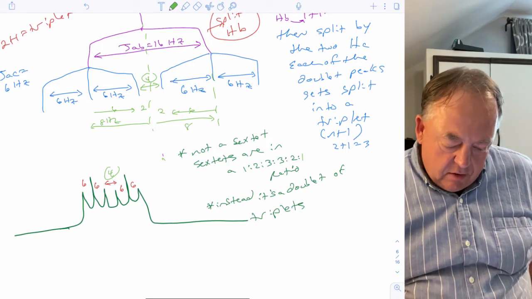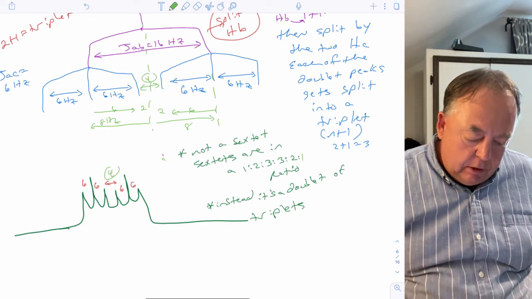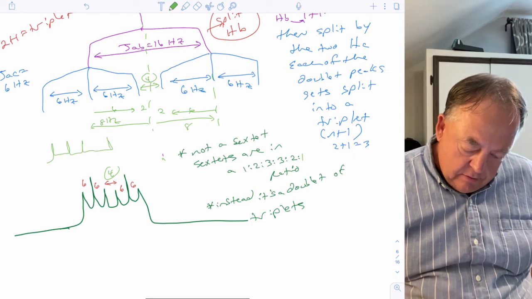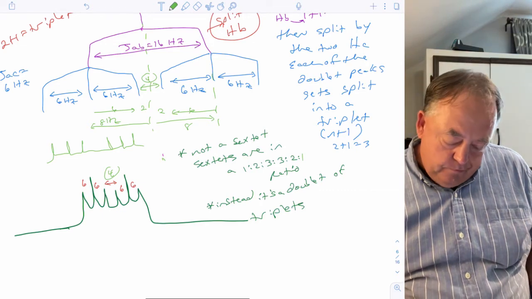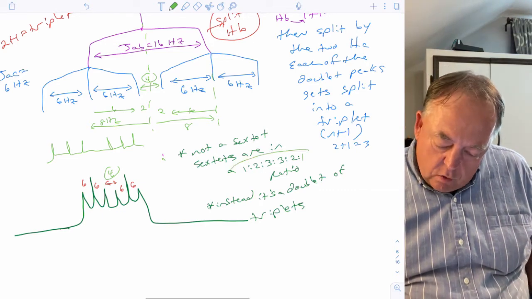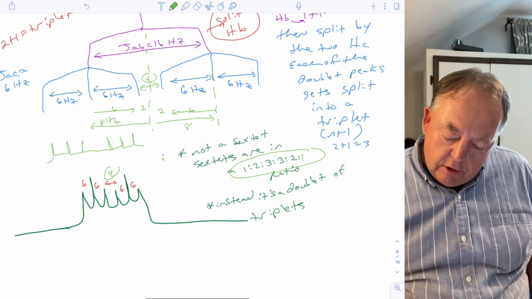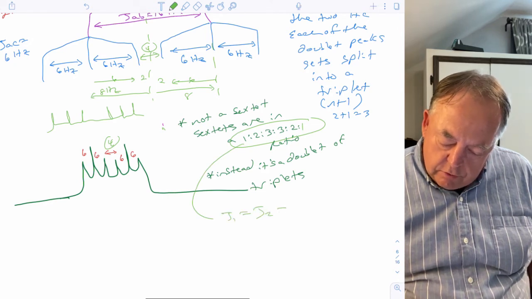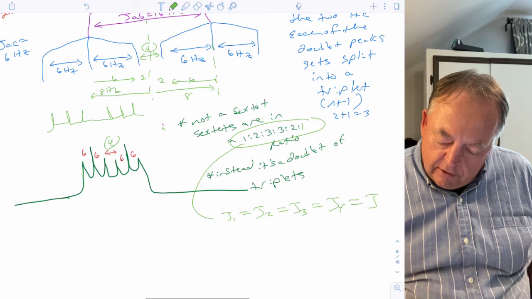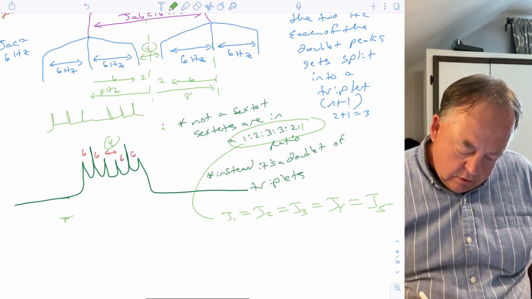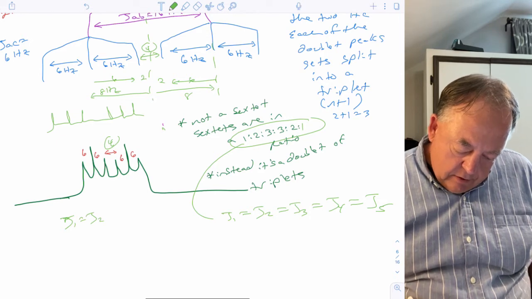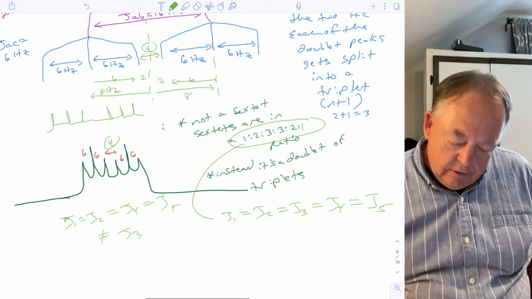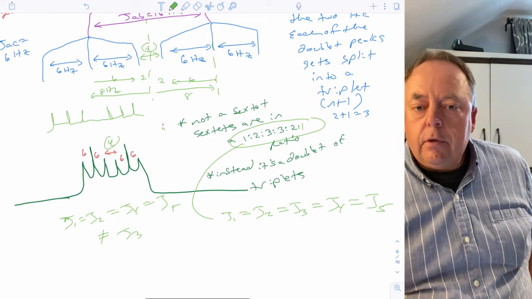So my doublet of triplets is not drawn quite right. Each of those should be the same height. You know it's not a sextet because a sextet is in a 1 to 2 to 3 to 3 to 2 to 1 ratio, and you also know it's not a sextet because if it was, then J1 equals J2 equals J3 equals J4 equals J5, which is not true here. Here J1 equals J2, which equals J4 and J5, but it does not equal J3. So that's a doublet of triplets.